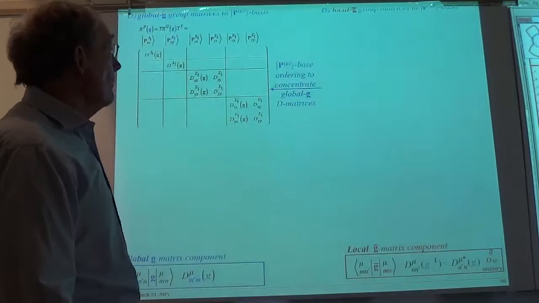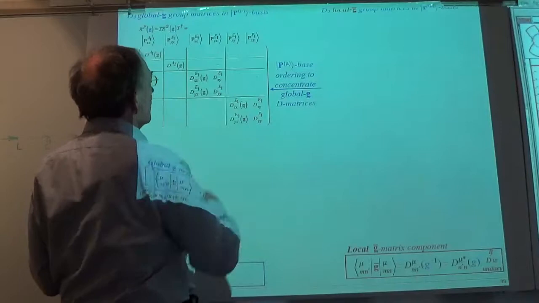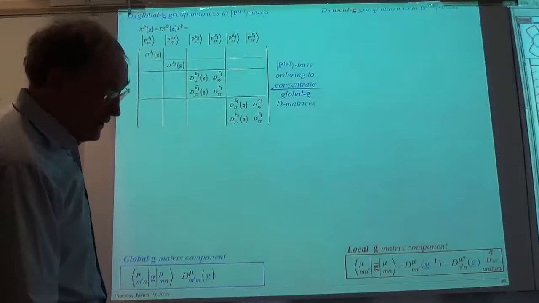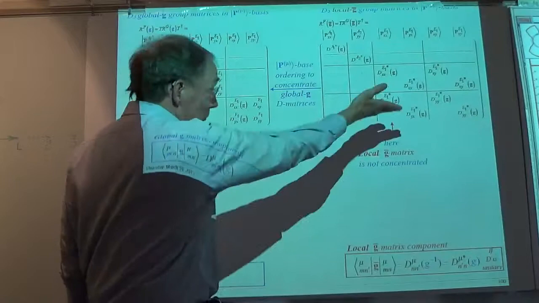So the block rearrangement that's occurring here is a P-base ordering. I've got XX, YX, XY, YY, so this is one that would flip and put my D's there. That concentrates the global G matrices. Here's the other one where I flip those two. Now I've got the same numbers in every box here, same numbers as here, but they're rearranged differently. Here the local G matrix is not concentrated.